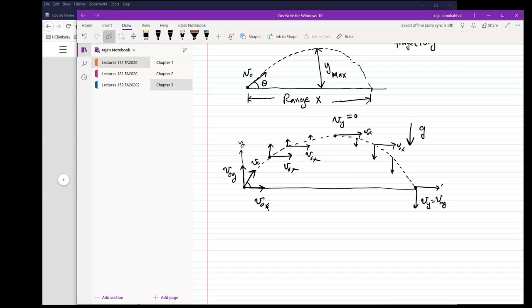Even here, v naught x. You got that? So that's basically how the velocity vectors are distributed all through the path. You got that? Okay.